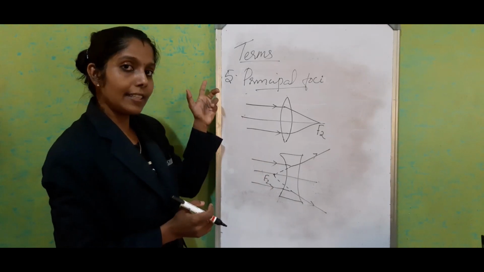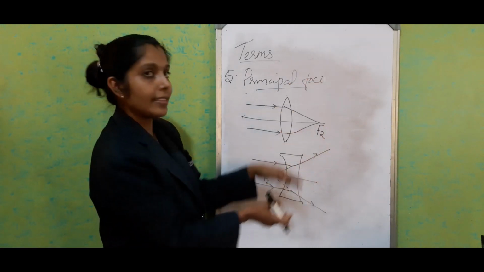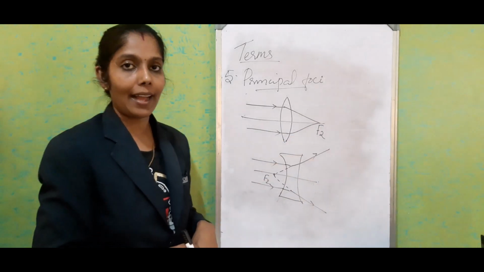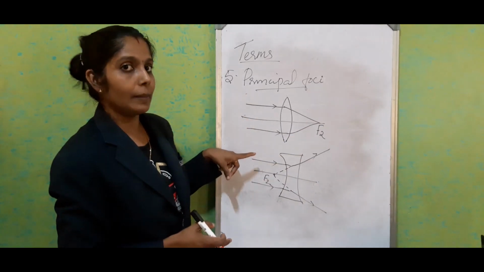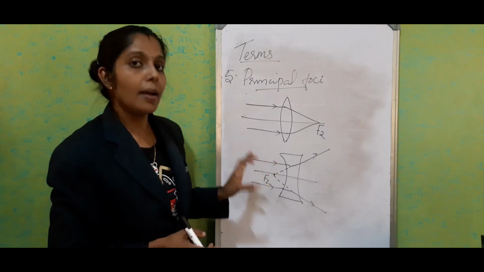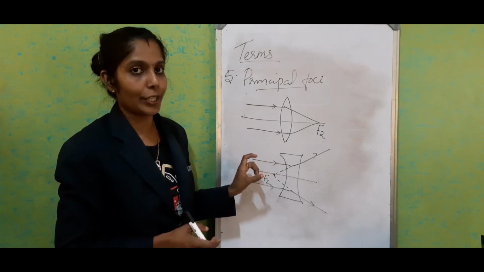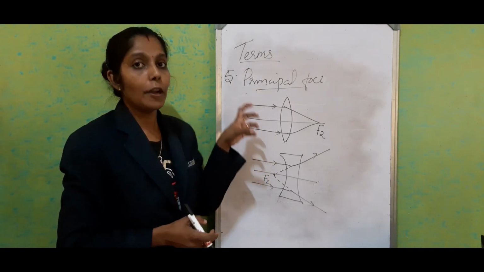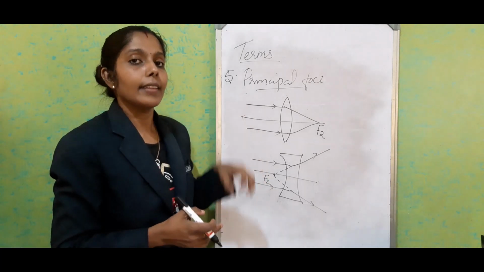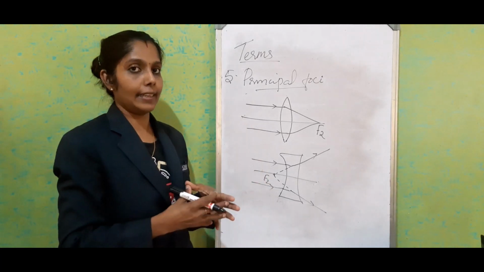So for the first focal point, after the refraction, the rays are parallel to the principal axis, and for the second focal point, the incident rays are parallel to the principal axis. So these are the two sets of principal foci in the case of concave and convex lens.